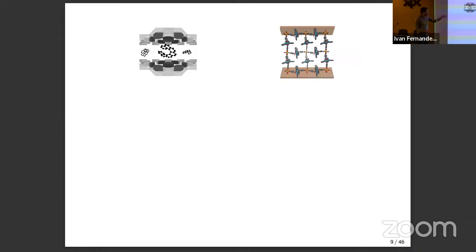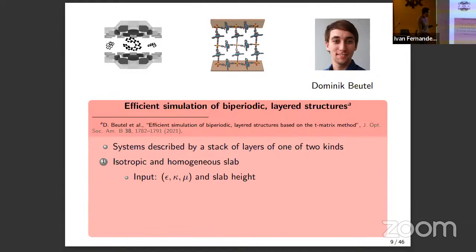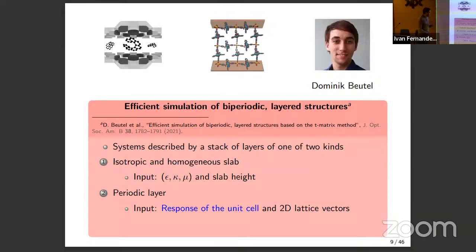And okay, if you want to model such systems, what you need is what Dominic did. So Dominic is now Dr. Corbaton. He's a student in the group of, and he did this efficient simulation of biperiodic layered structures. If you have a system that can be described by a stack of layers, such as this one, you have substrate, the cylinders, molecular solution, cylinders, substrate, vacuum. Then the layers can be of 2 kinds. One is this isotropic and homogeneous layer, which is going to say how tall it is and give the material parameters: electric, magnetic, and chiral, if it's chiral. And the other one is the periodic layer, such as the cylinders or the molecules in that one. You need them to provide the response of the unit cell and the 2D lattice vectors. And with that, you can do the calculations very efficiently.